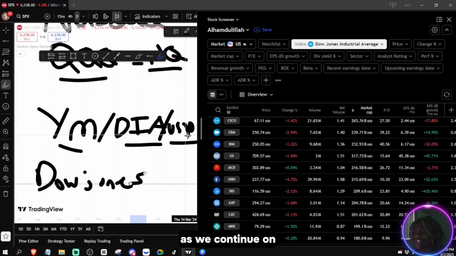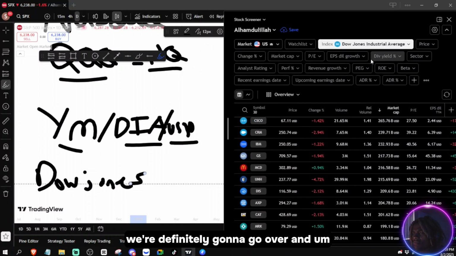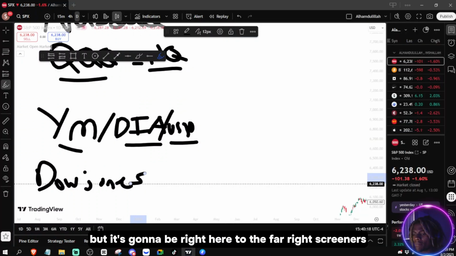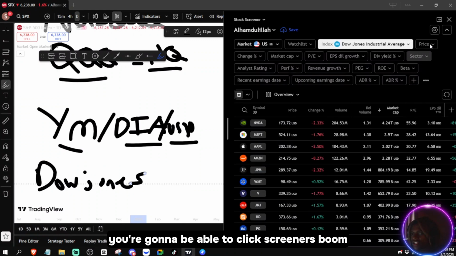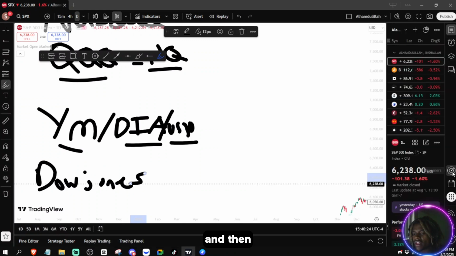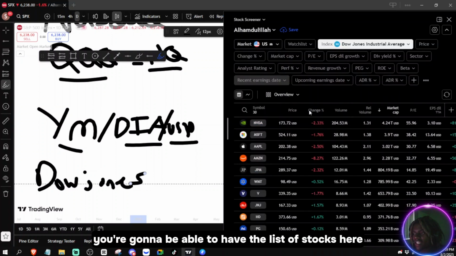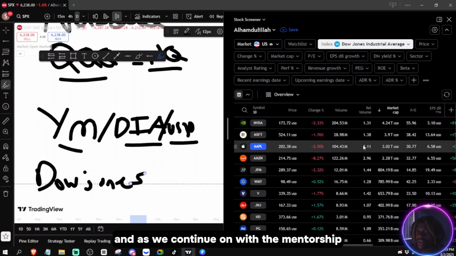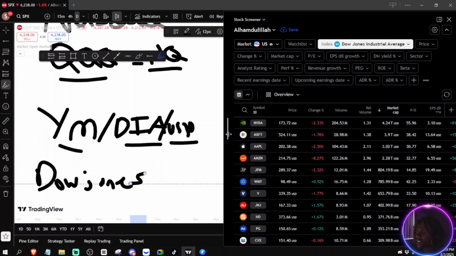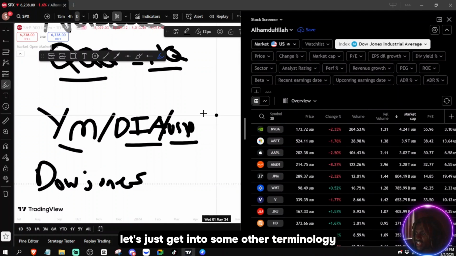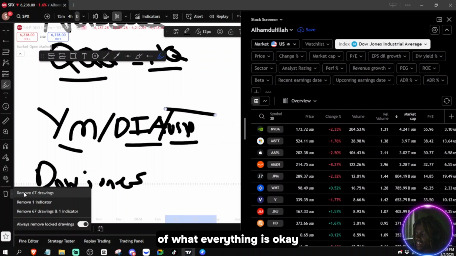As we continue on, we're definitely going to get you used to the UI, but it's going to be right here to the far right. Screeners, you're going to be able to click screeners, boom, and then you're going to have the list of stocks here. And as we continue on with the mentorship, your stock screeners will be set up. So now let's get into some other terminology of what everything is.